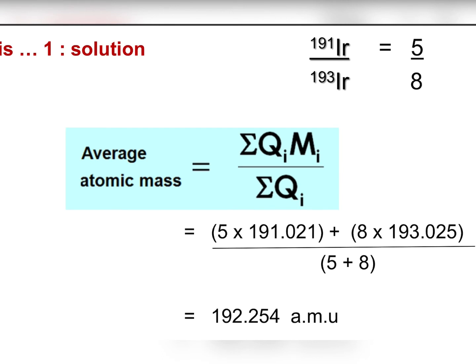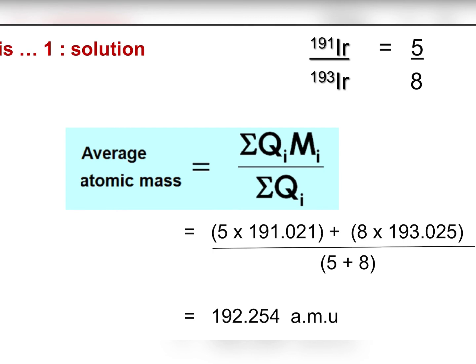So 5 is referring to the iridium 191 and 8 here refers to iridium 193. So by using this formula to find the average atomic mass, sum of ki times Ek, so Ki here is referring to this ratio, and the mass given in the question for each isotope. So just substitute into this formula, and remember this is the sum, hasil tambah.